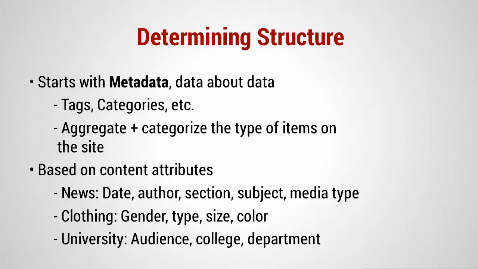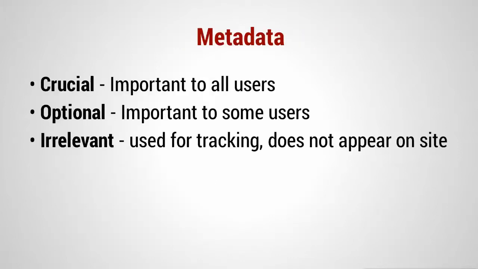College, departments certainly have a lot of content that they need to manage that's specific to just their area. There's 3 types of metadata: crucial, optional, and irrelevant. I'm not going to go over this in too much detail because it is discussed at length in your reading, but crucial metadata is important to all users, optional is important to some users, irrelevant is used for tracking and understanding what people are looking at. It doesn't appear on your site.